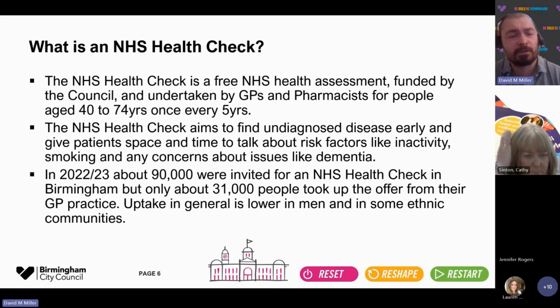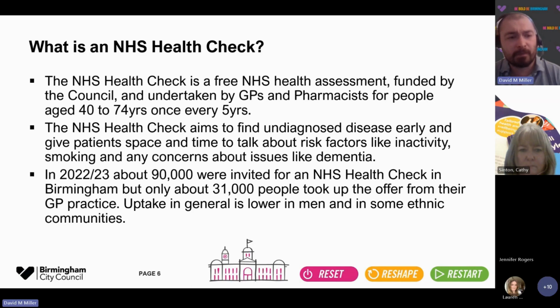Also, in terms of those people who receive health checks between 40 and 74, there are some criteria in place in terms of them not having certain pre-existing health conditions, because they should be monitored regularly anyway without needing a health check for this. The NHS Health Check aims to find undiagnosed disease early and give patients space and time to talk about risk factors like inactivity, smoking, and also any concerns about issues like dementia.